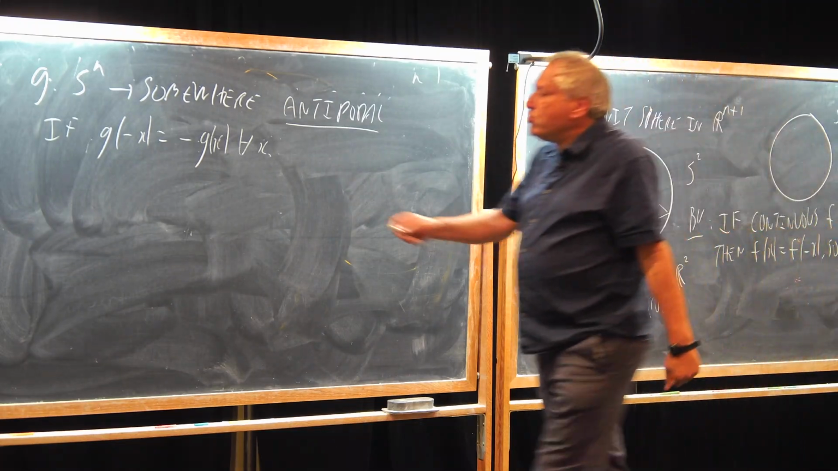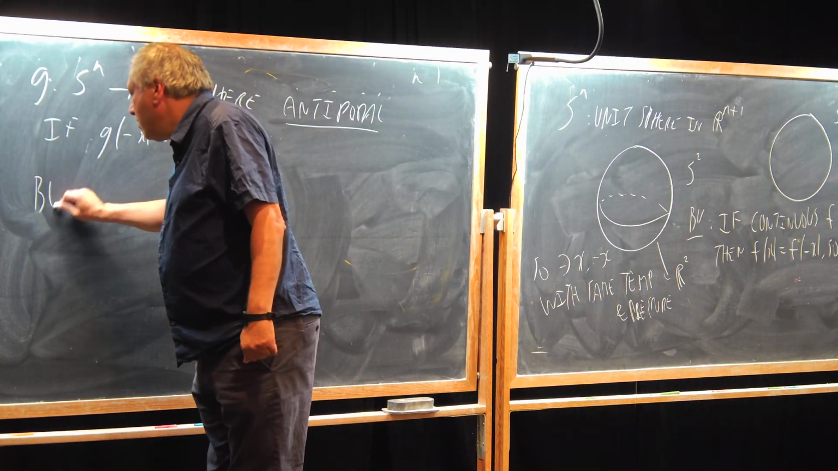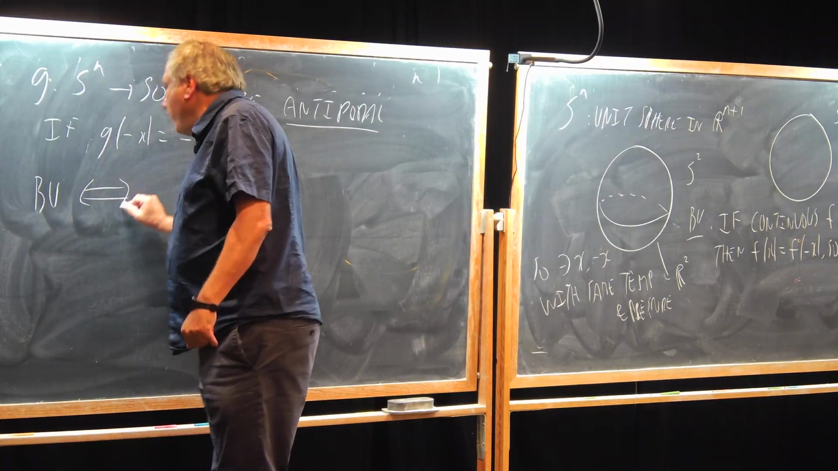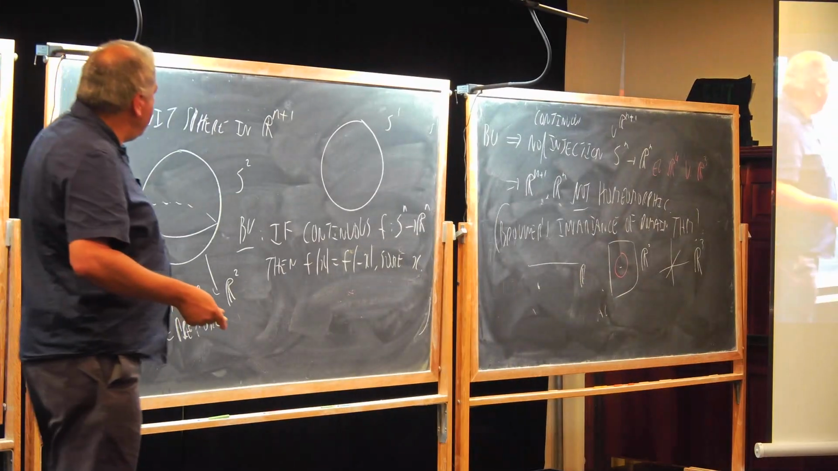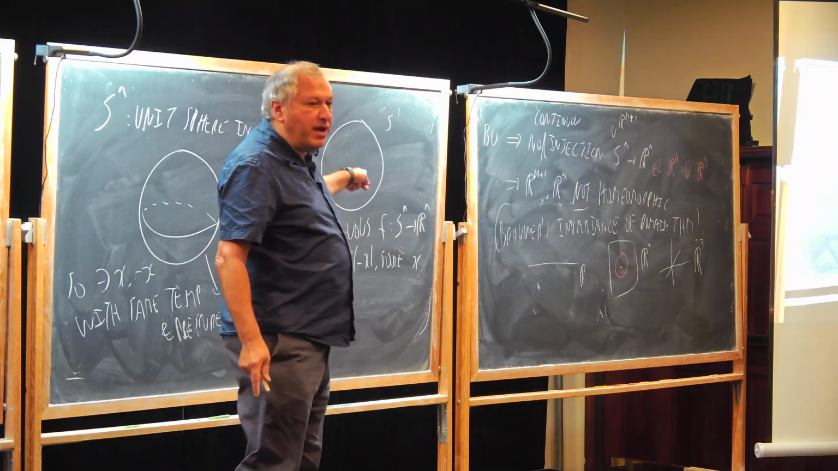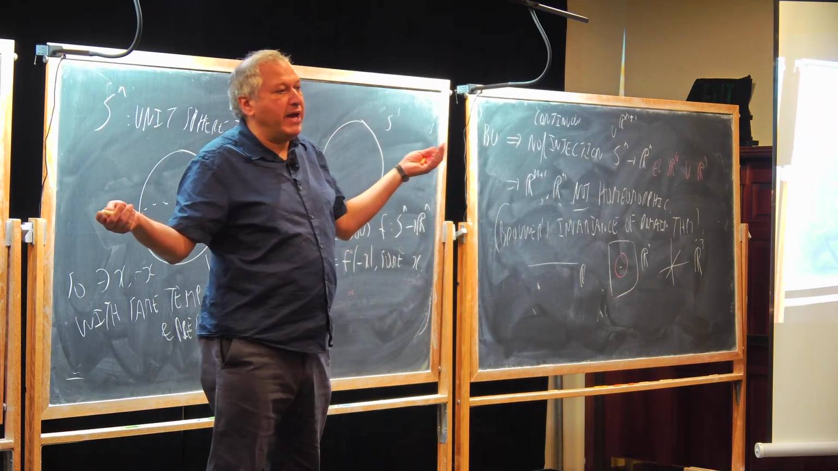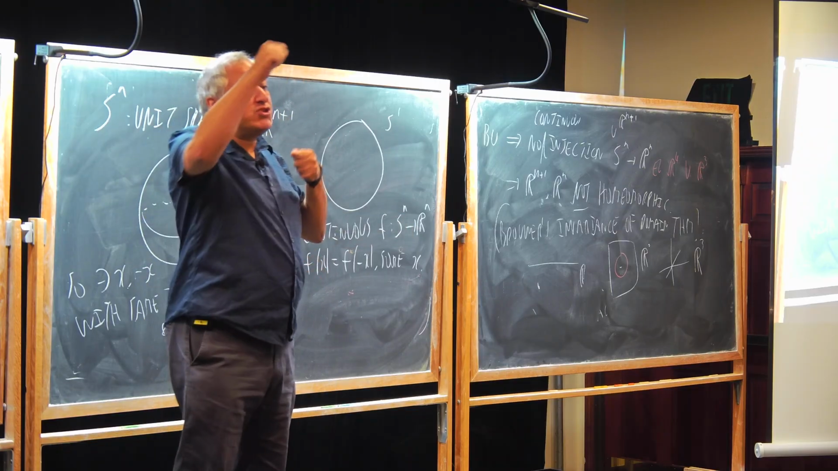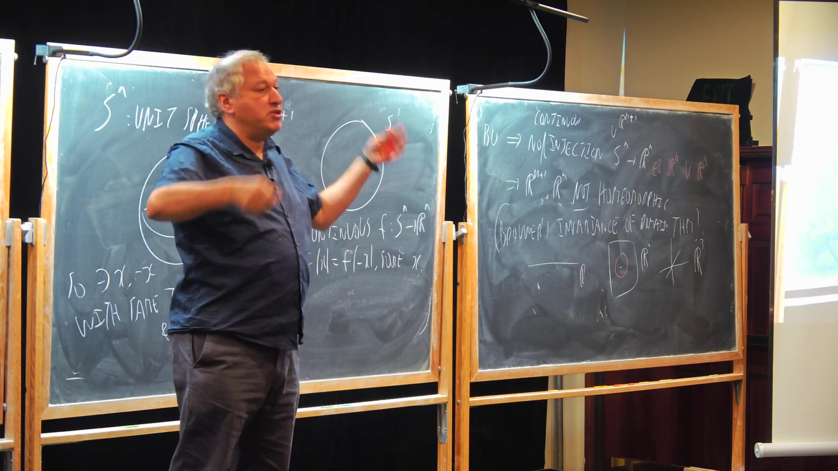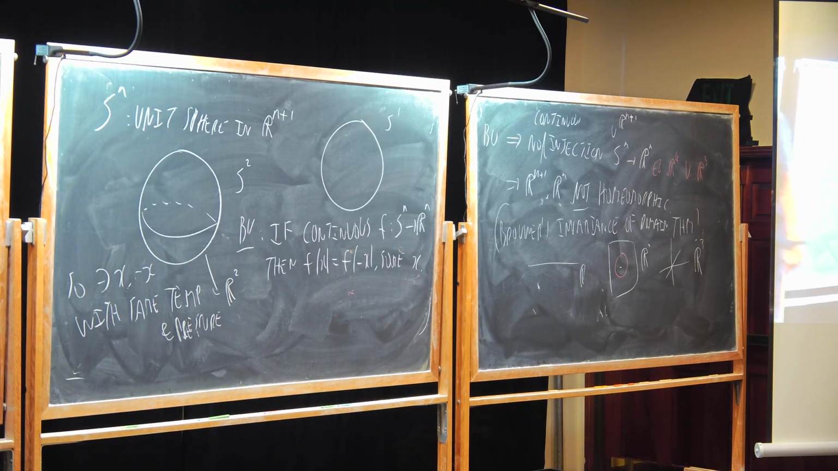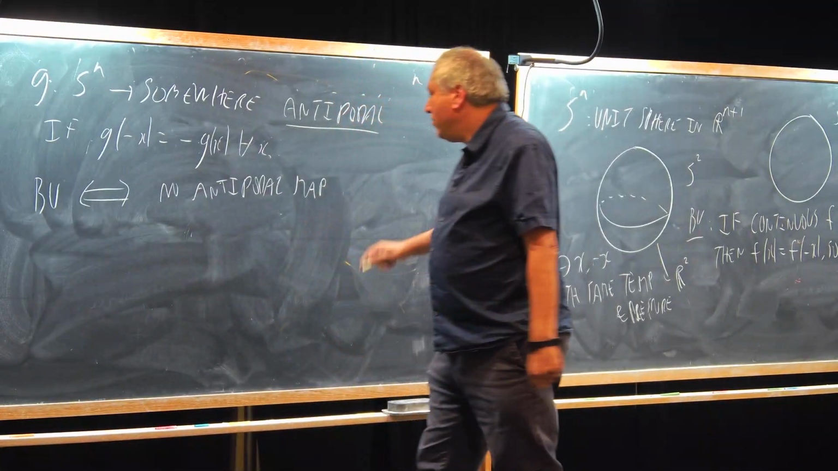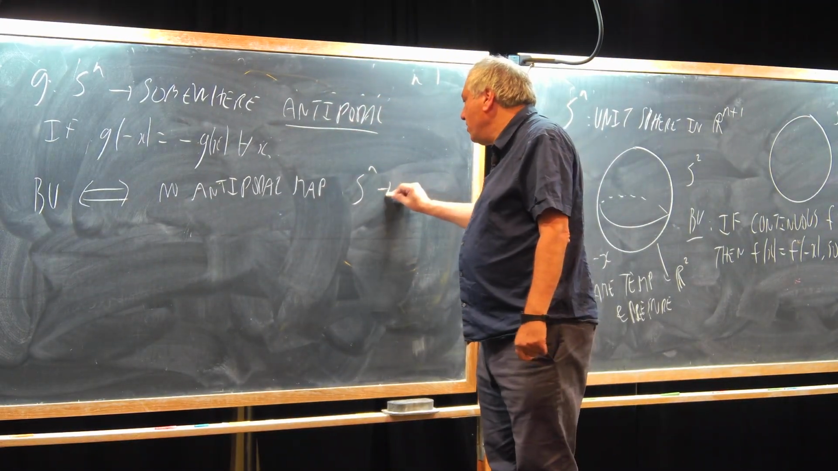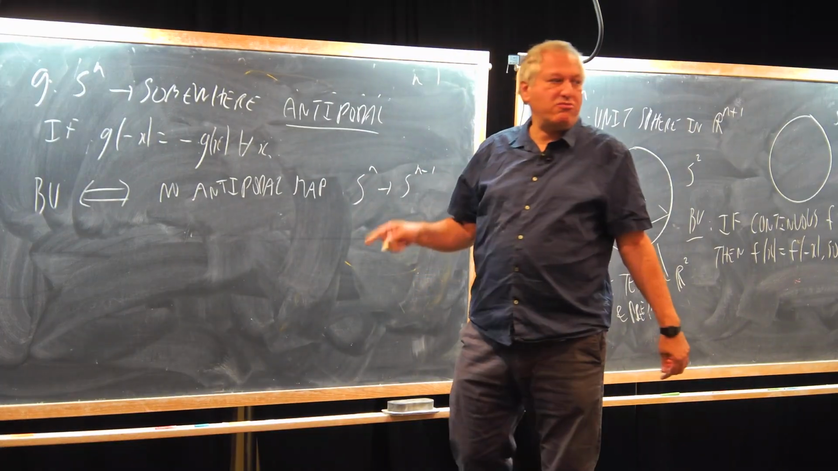So Borsuk-Ulam is equivalent to the following assertion. It says, if you want to map from S^2 to S^1, well, there's plenty of continuous maps that do that, but you can't have an antipodal map. It says you can't have a map from S^2 to S^1 that preserves oppositeness, and same in general. If and only if there is no antipodal map from S^n to S^(n-1). That's what I'll try and say now.